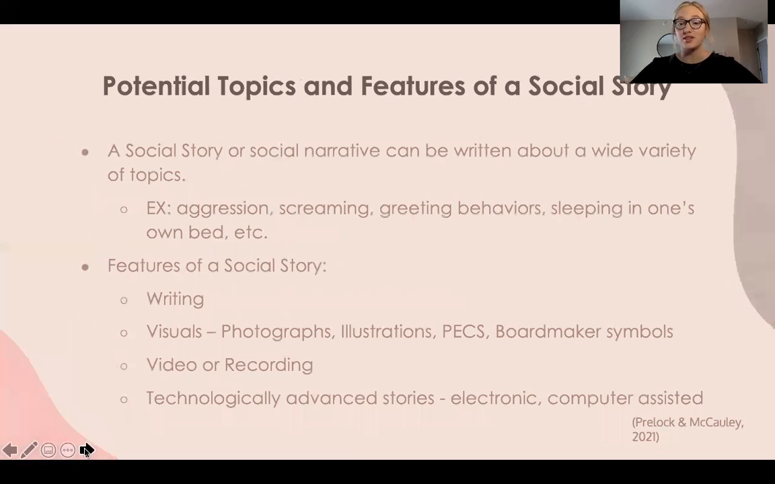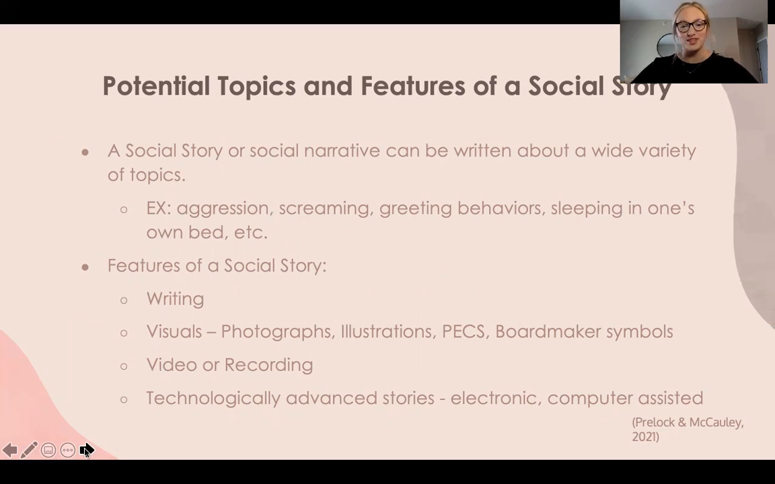A social story or a social narrative can be written about a wide variety of topics. And some examples I found were aggression, screaming, greeting behaviors, sleeping in one's bed, and many other ones. Some features of a social story, they can either include all 4 of these or just some of them.